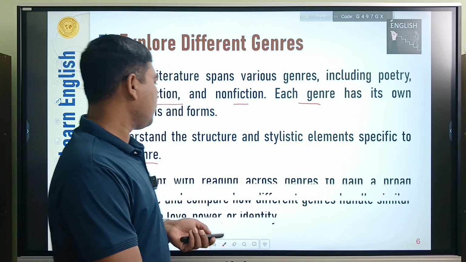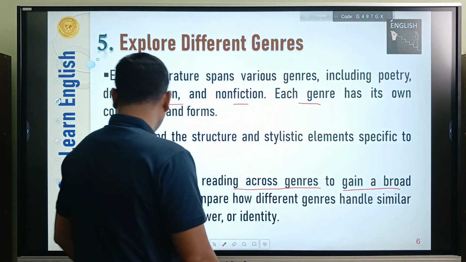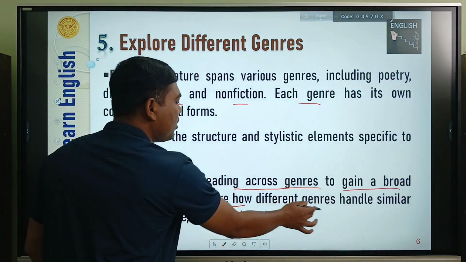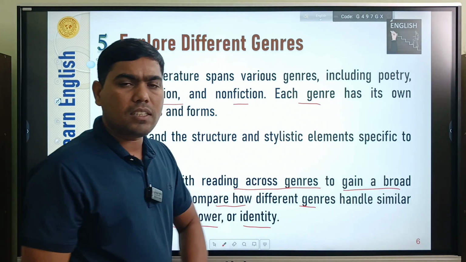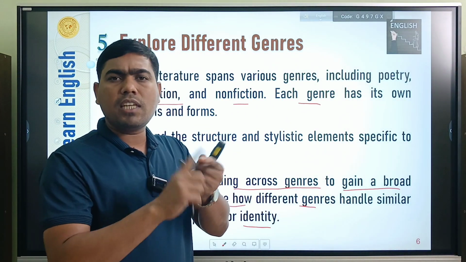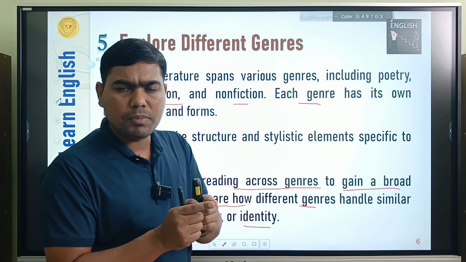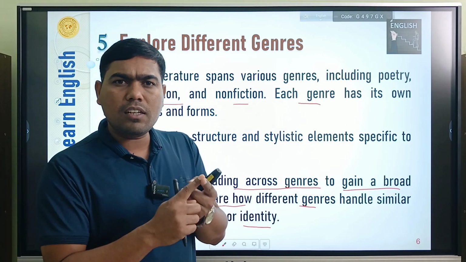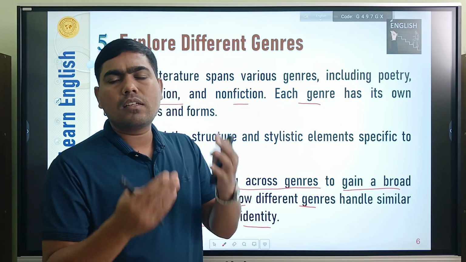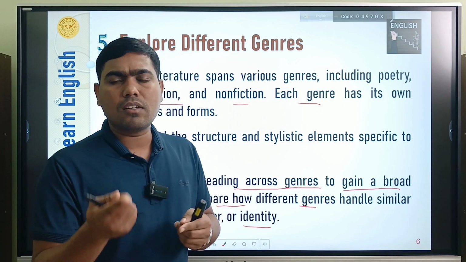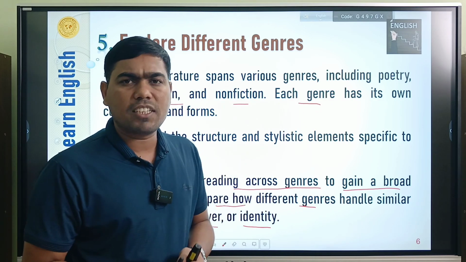Then experiment with reading across genres to gain a broad perspective and compare how different genres handle similar themes like love, power, and identity. That is, a similar theme is dealt with in different genres. For example, familial love between husband and wife has been dealt with in a particular poem like How Do I Love Thee, or in a particular story like The Gift of the Magi or The Cat in the Rain. These stories and poetry have been included in your first year course.